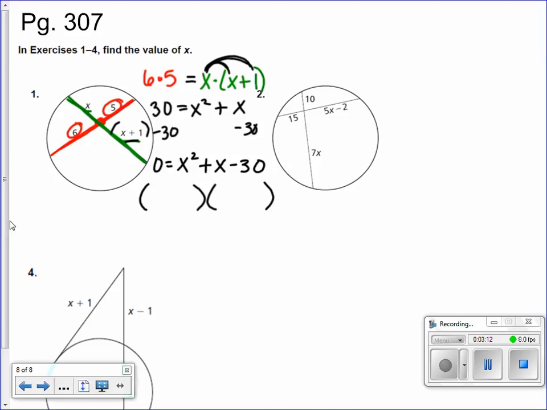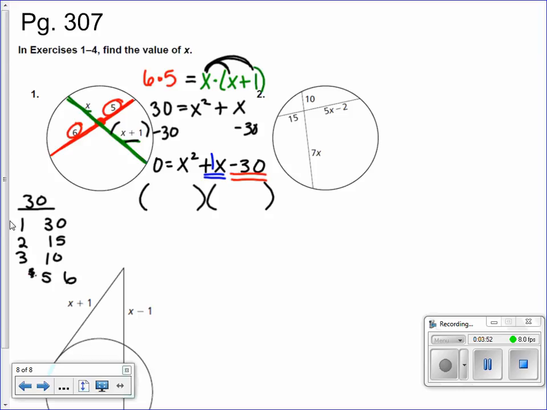So remember, when you factor, you're trying to find 2 numbers that multiply to negative 30 and add to 1, because there's really an imaginary 1 in front of that x. So they want to multiply to negative 30 and add to 1. So let's think about our factors of 30. Okay, 1 and 30, 2 and 15, 3 and 10, and 5 and 6. Those are my only factors.